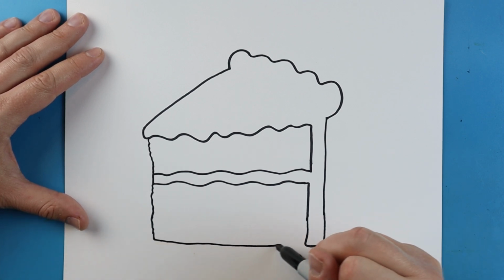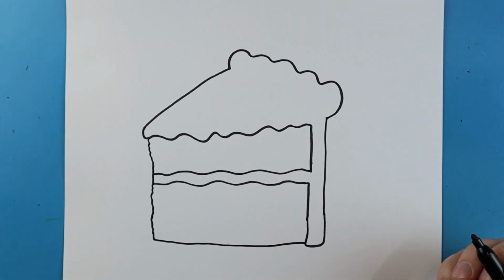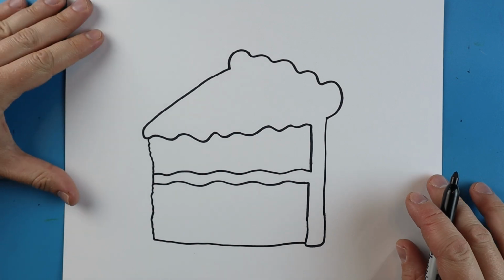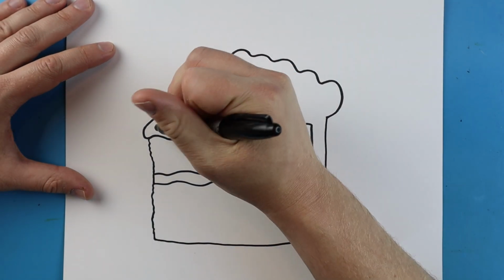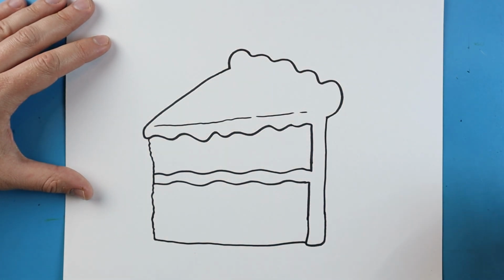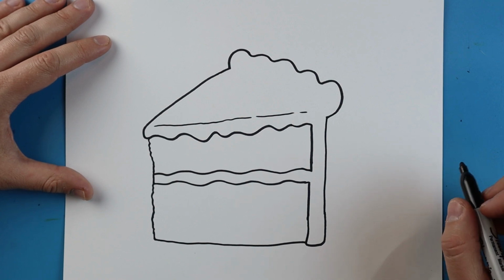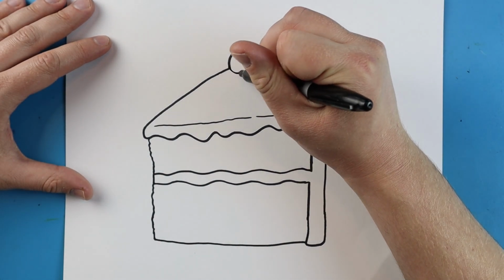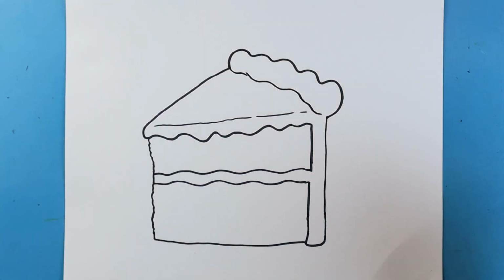Next, I'm going to make a little line that comes across, and it does not have to be perfectly straight either. Now, starting here, I'm going to draw a little bit of a broken line right across to show some detail. Then I'm going to make a little bit of a wavy line across here.